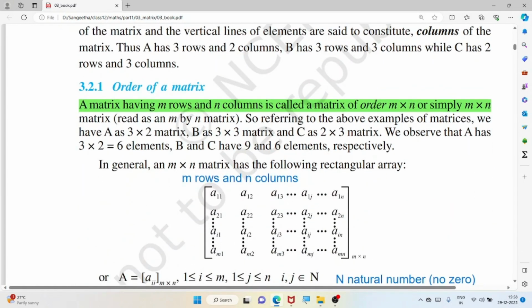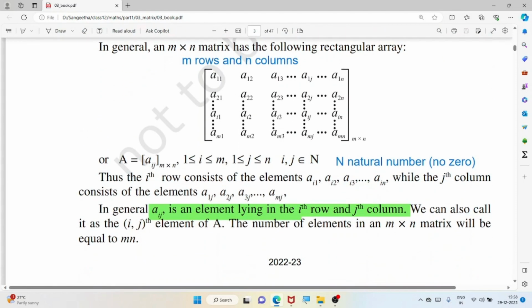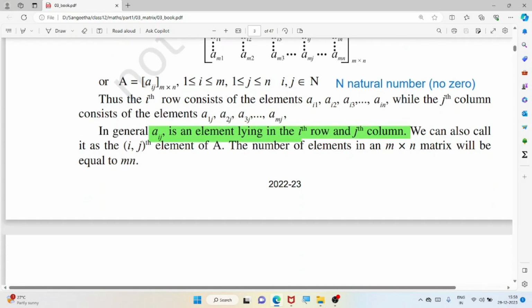Order of a matrix M cross N is M cross N. The order of the matrix with M rows and N columns is M cross N. This is how you write a matrix with M rows and N columns. Here, important: M rows and N columns. This N is a natural number. Natural number does not include 0.